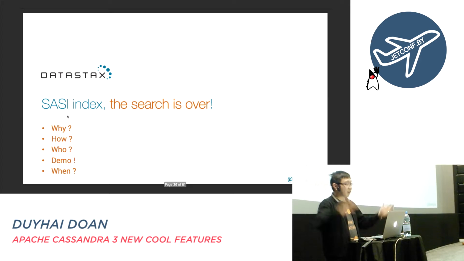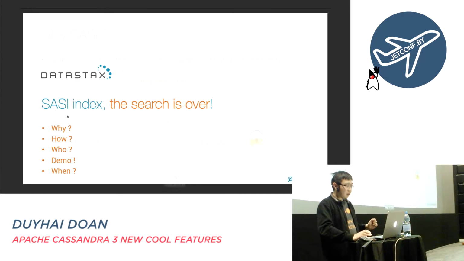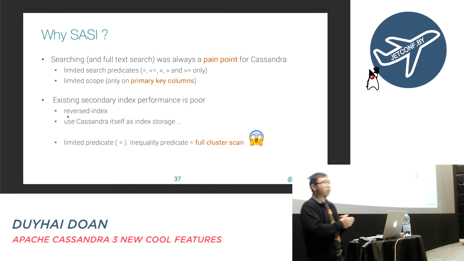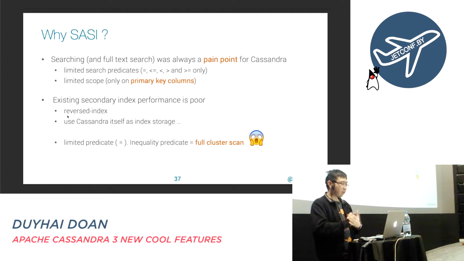So let's finish with something great: SASI index. Until now, people who are used to Cassandra know that searching with Cassandra, especially full text search or multi-criteria search, is very difficult. It's not possible with Cassandra. You have very limited search predicates: equalities, and inequalities only on clustering columns, and you can only search on the columns which belong to your primary key.